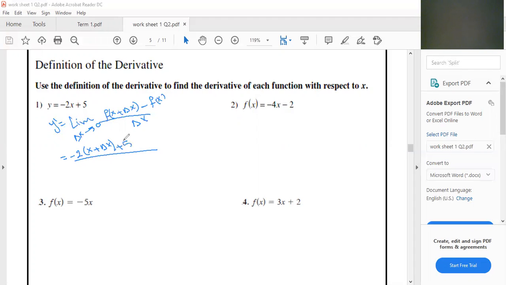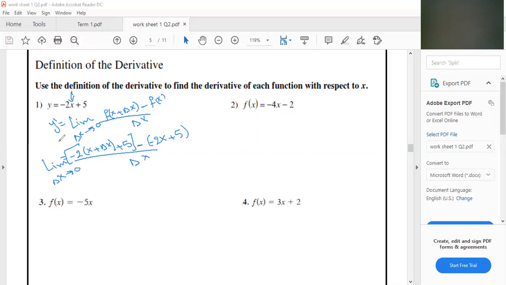Plus 5. That is what f of x plus delta x is. Just replace each x by x plus delta x. Minus, okay, that is the first part. Then f of x, which will be -2x plus 5. Some of you will ask me again, okay, over delta x, that is the limit, I'm sorry, when delta x approaches what? 0. I have to write it this way. Again, that is the definition.